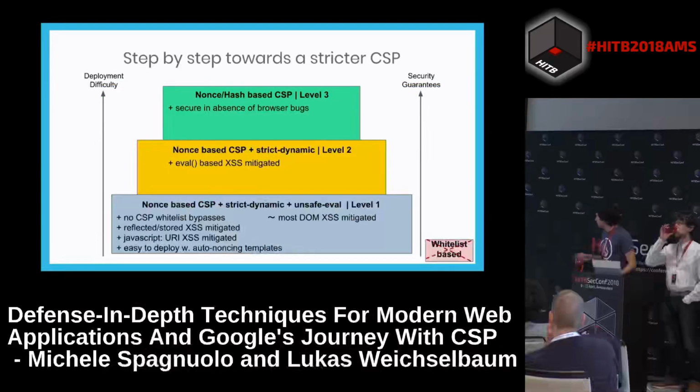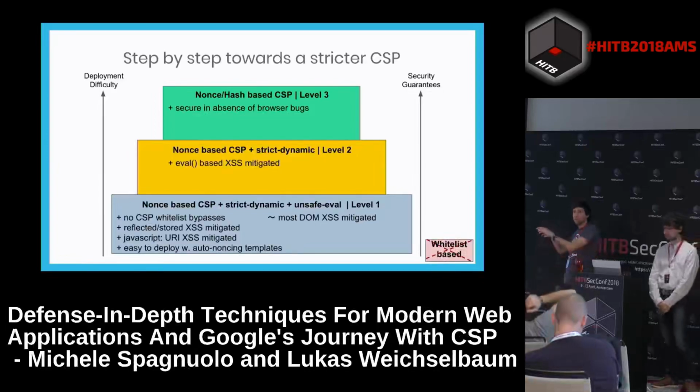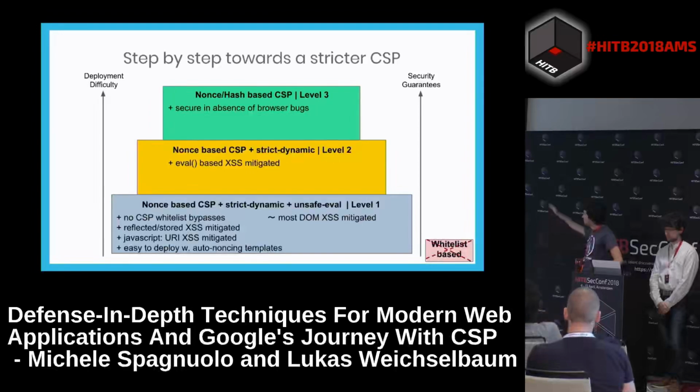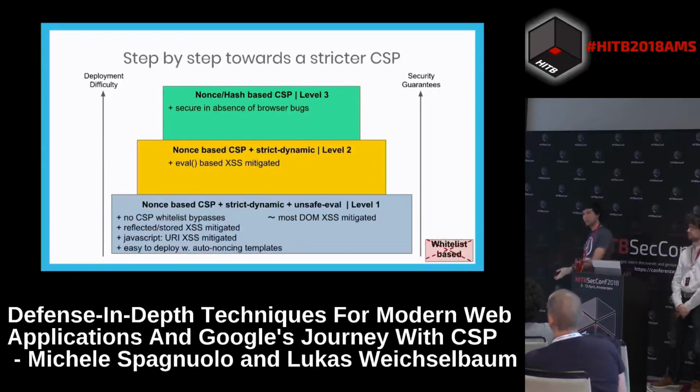So as I said, it can get pretty confusing. If you dive deeper only on the nonce and hash-based CSPs, we can have a pyramid with different levels of security guarantees on the one hand, and different levels of deployment difficulty on the other hand. So at Google, we mostly use these level one policies. These are nonce-based CSPs with strict-dynamic and unsafe-eval.